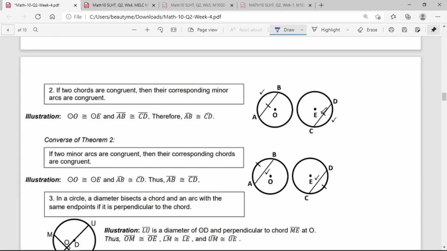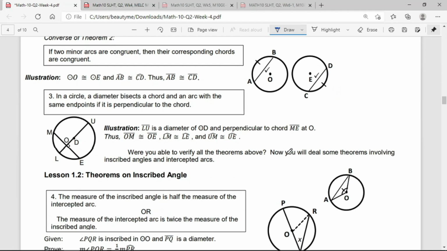So we have here circles O and E. These two circles are congruent based on the given. And another one is chord AB and chord CD. They are also congruent. The theorem states that if two chords are congruent, then their corresponding minor arcs are also congruent. Here, the intercepted arc of chord AB is arc AB, and for chord CD, the intercepted arc is arc CD. So since chord AB and chord CD are congruent, therefore their intercepted arcs are also congruent. And if the given is the intercepted arcs and the two are congruent, therefore chords AB and CD are also congruent. So it's just the converse of theorem number 2.